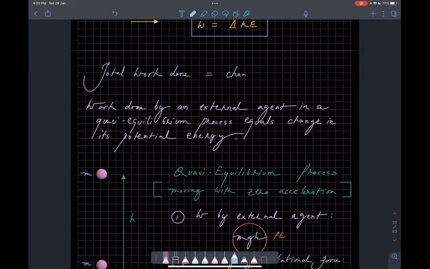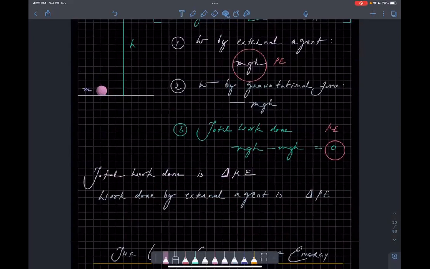Just to understand, change in kinetic energy. Okay, one example if I give, you'll understand. Work done by external agent in quasi-equilibrium process is equal to change in potential energy. Clear? Okay, that same thing I have done here.